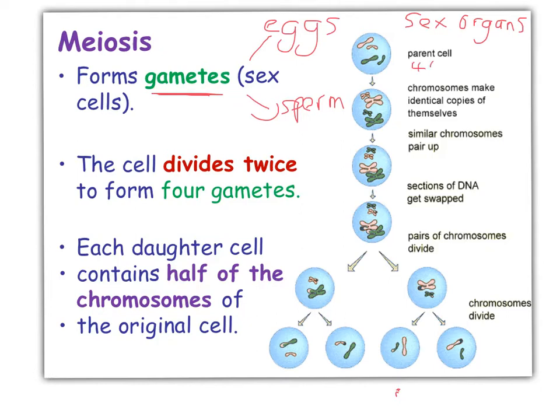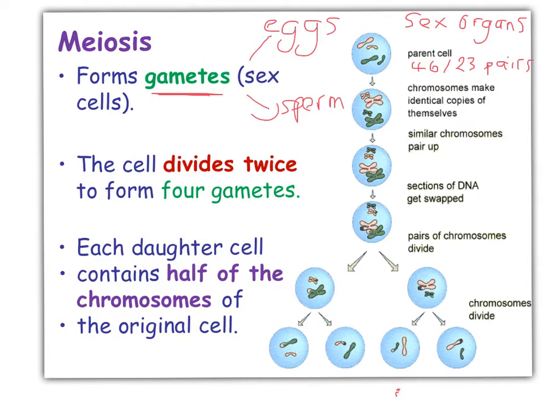So in this case, it's going to be 46 single chromosomes or 23 pairs. Now the first thing that has to happen is the chromosomes have to make identical copies of themselves. They then line up in similar chromosomes. We call them homologous pairs. Sometimes sections of DNA can get swapped to increase the variation. And then the pairs of chromosomes divide, so they move to opposite sides of the cell, or poles of the cell. So this is the first division.